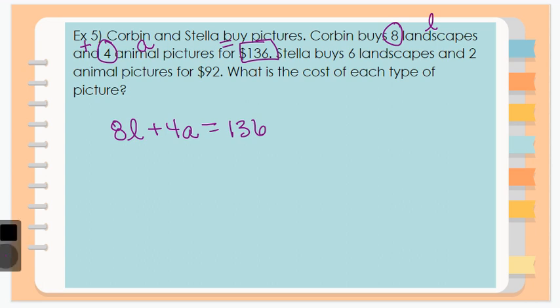I like to use the letters in the equation so that whenever I solve, I remember what each one stands for. But if that's confusing you, to make sure that you're setting up your equations right, just label your X and Y. You can label landscapes as X and animal pictures as Y. That would be fine. All right, Stella buys 6 landscape, L, and 2 animal pictures, A, for 92, so 6L plus 2A equals $92.